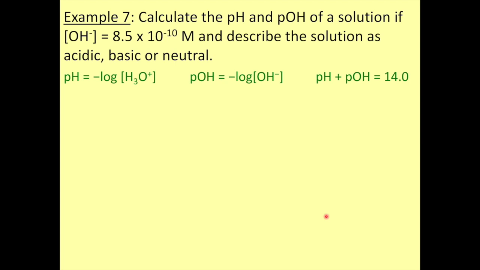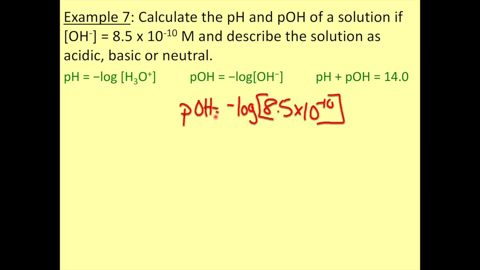Next question says calculate the pH and pOH of a solution if the hydroxide equals 8.5 times 10 to the minus 10 molar and describe the solution as acidic, basic, or neutral. We have our three known pieces of information, and let's get started with the pOH equals the negative log of my hydroxide concentration. I ask my calculator what it is.